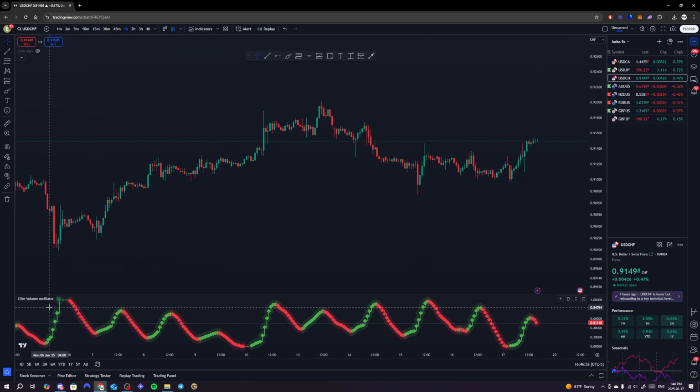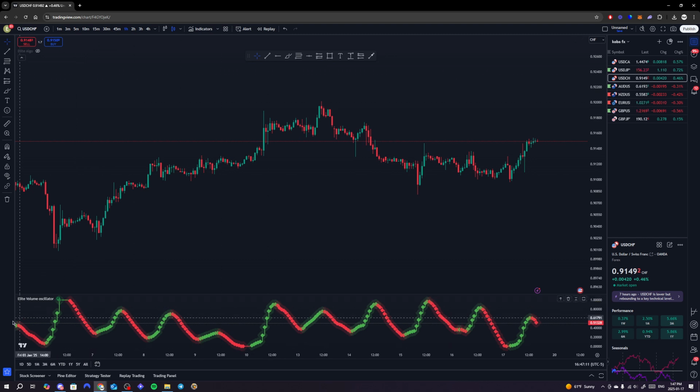So what does this new indicator, Elite Volume Oscillator, do? It shows you areas of high volume and low volume in the market. It's very important to understand what's happening in the market when it comes to volume, because volume is actually what's going to be making you money in the market. Let me show you guys exactly what I'm talking about here.